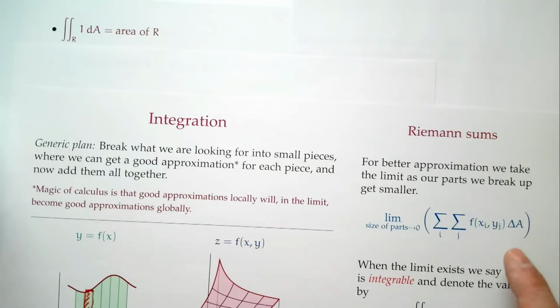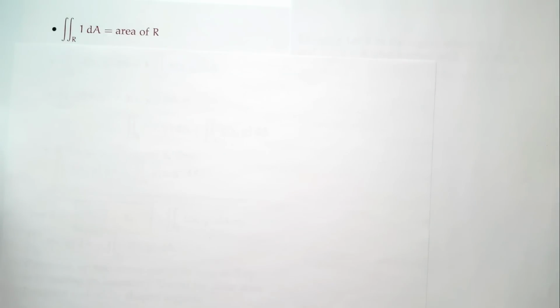So what I've done is I've broken my area up into lots of little pieces. I said, well, how much area is in that piece? How much in that one? How much in that one? And I'm adding them all together, and that'll be the total area. Okay, so that's not a surprise.